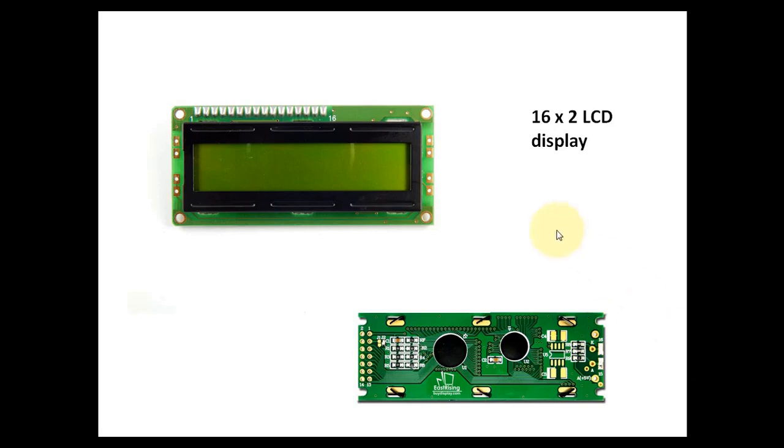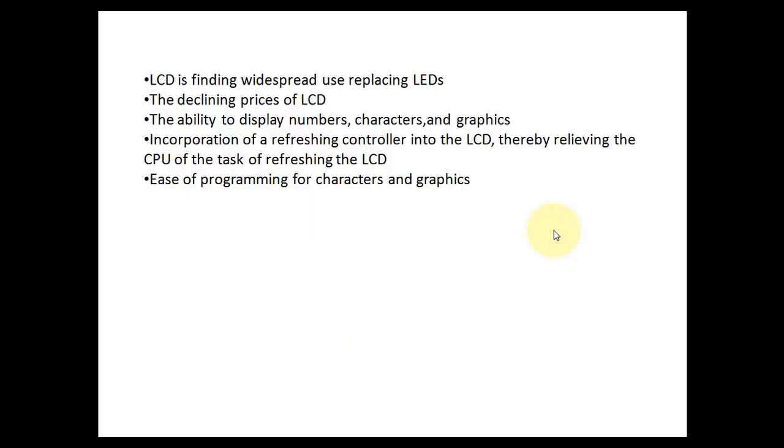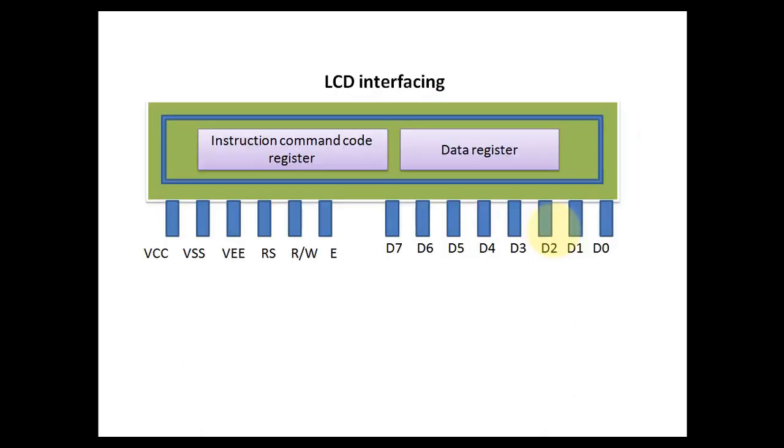Hello. In this session, I will discuss with you about the 16 by 2 LCD display. LCD stands for liquid crystal display. This device is used for displaying numbers, characters, and small graphics. Every LCD consists of two registers. One is the data register, and the other one is the instruction command code register.